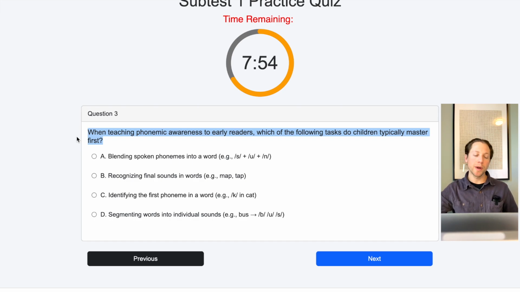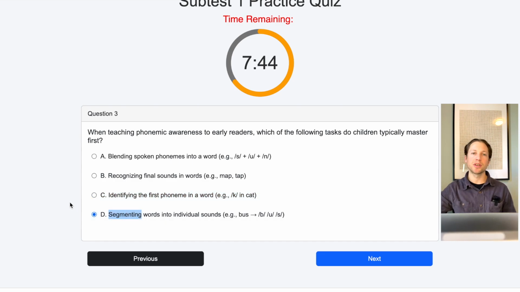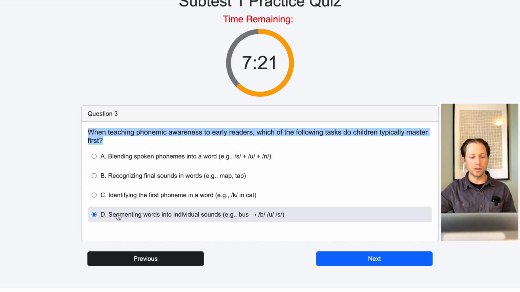All right, so just after quickly skimming this, I see vocabulary words like blending and final sounds, first phoneme, and segmenting. While taking subtest 1 of your CSET exam, it'll be important to understand the developmental stages of acquiring reading. So in this case, I know that segmenting won't be the first. Segmenting is actually one of the later or even last skills to be learned.